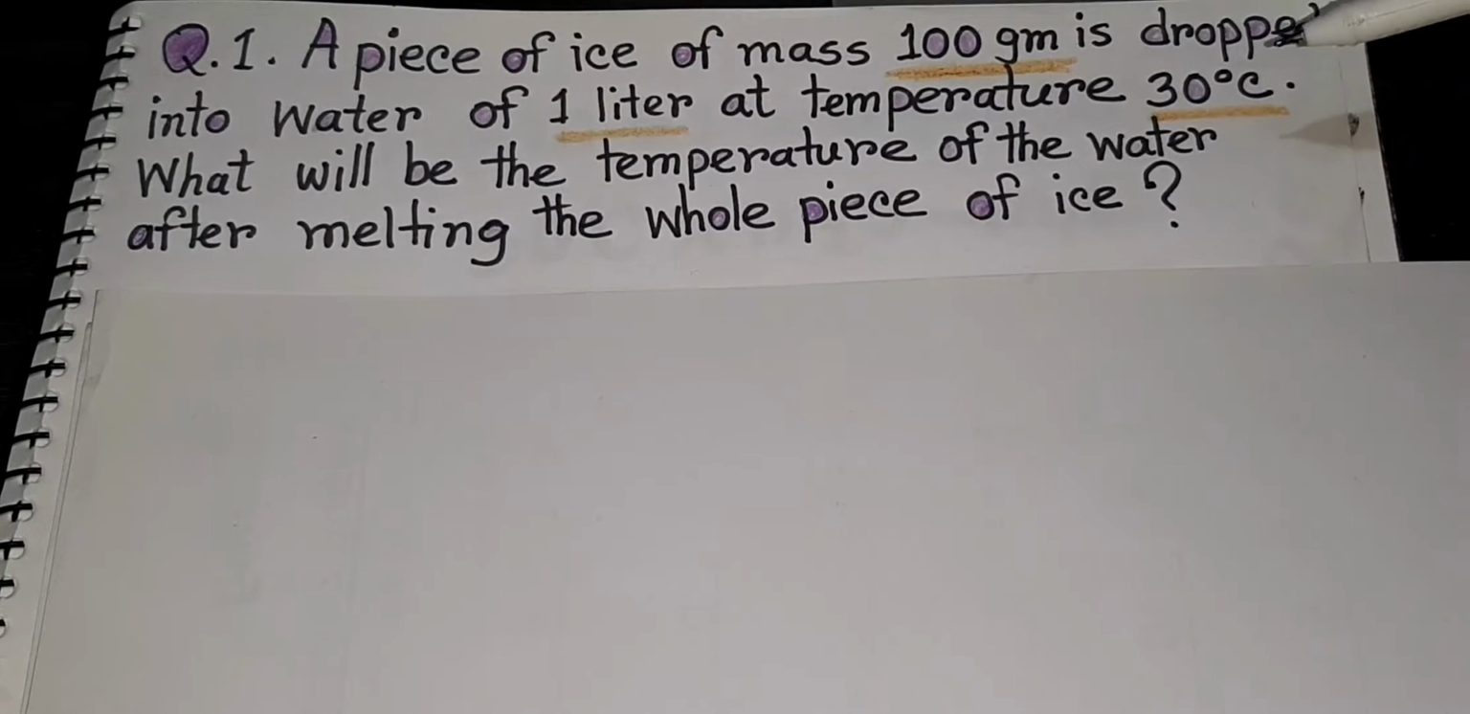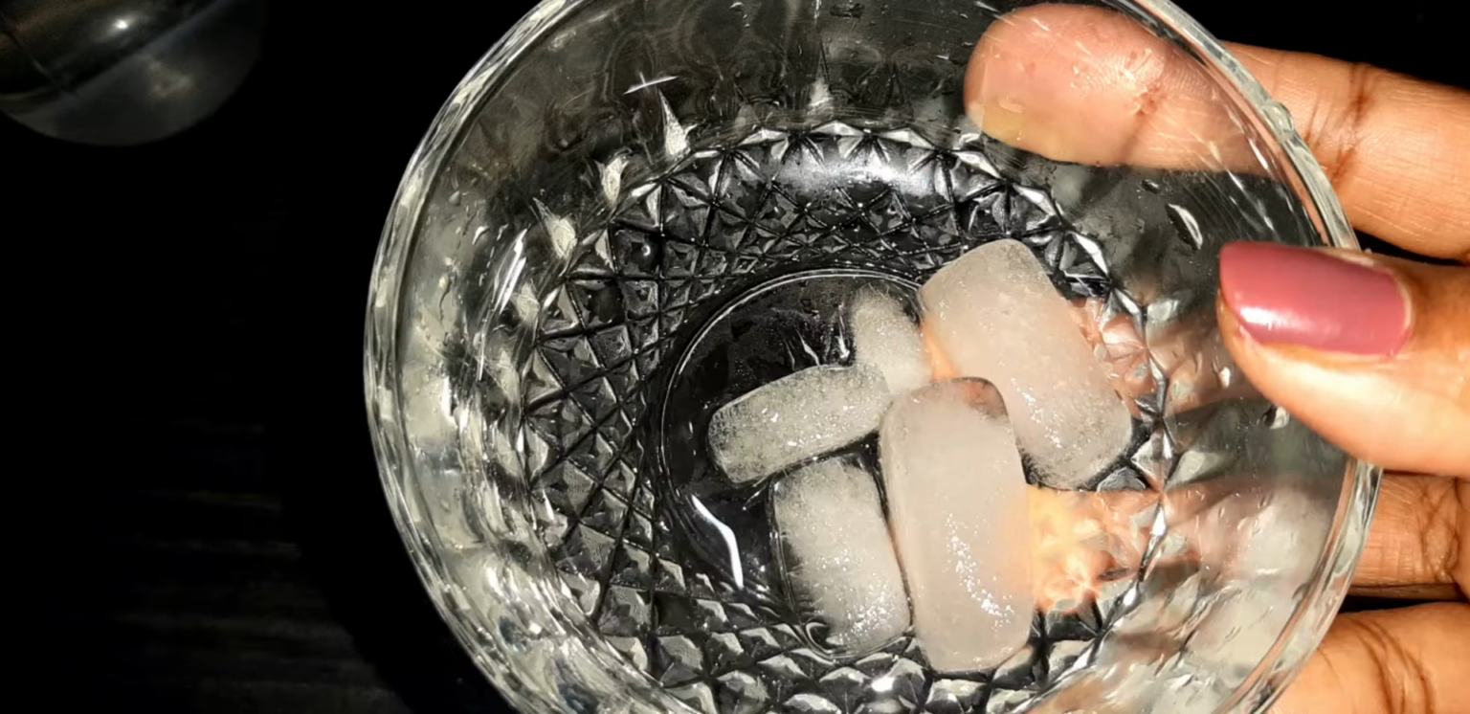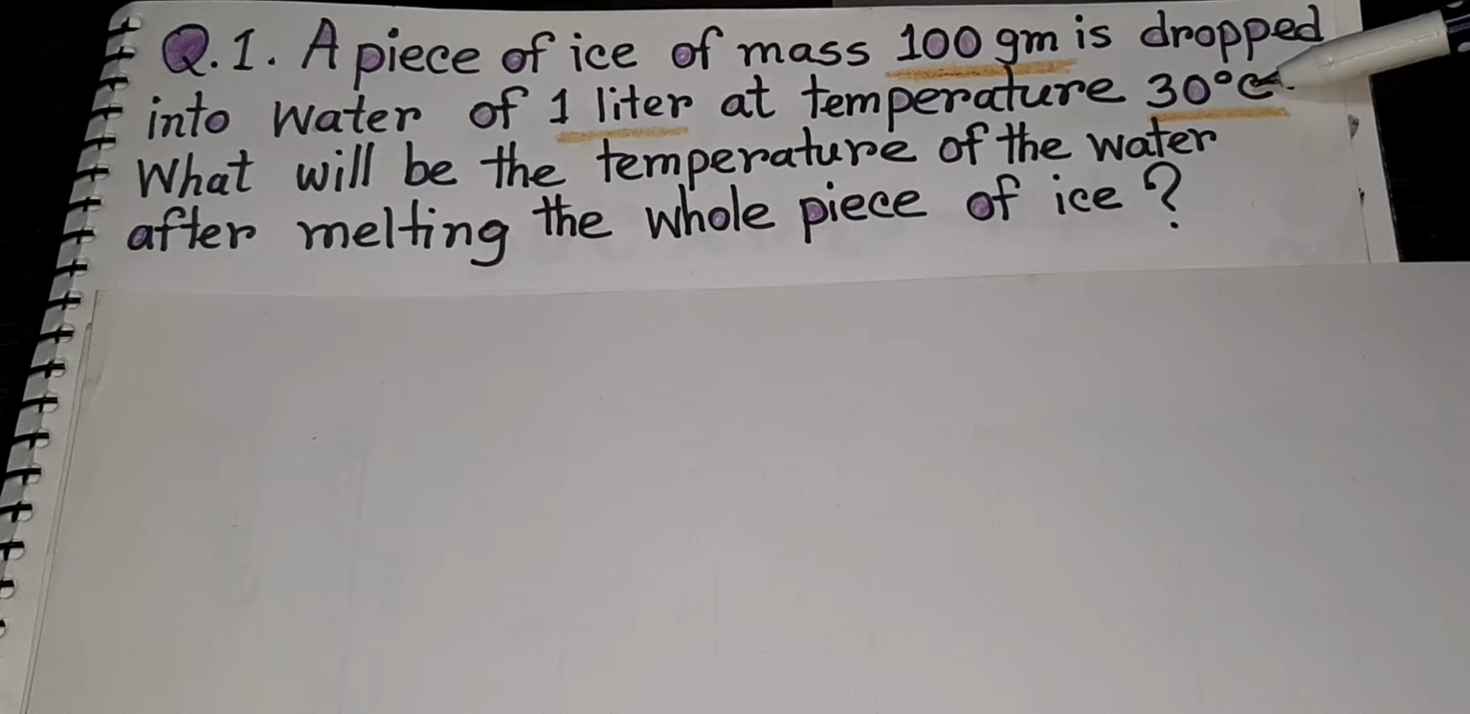So guys, here is a math problem: a piece of ice of mass 100 gram is dropped into water of 1 liter at temperature 30 degrees Celsius. We need to figure out what will be the temperature of water after melting the whole piece of ice. First you need to read the question, analyze, and see what's given here: a piece of ice of mass 100 gram, and 1 liter of water at 30 degrees Celsius.